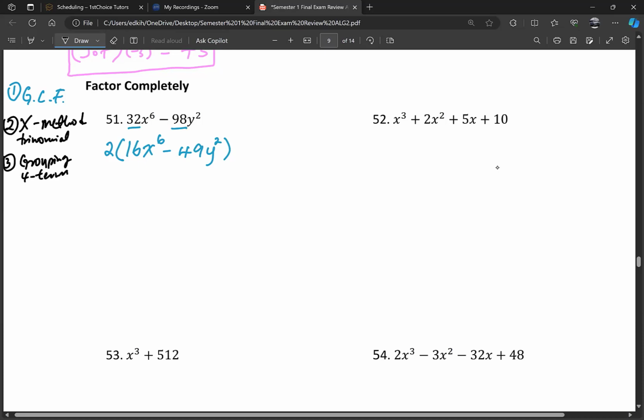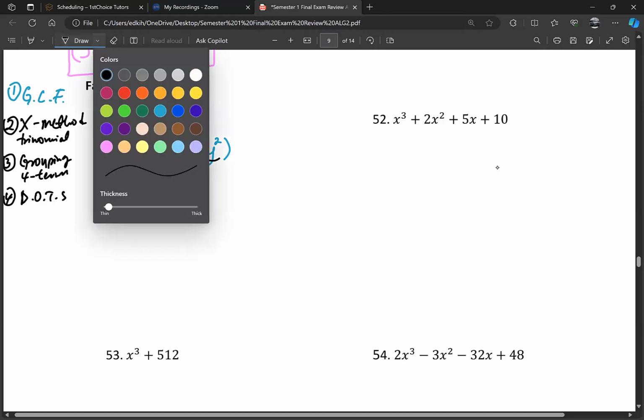Then there are the special cases, like the difference of squares. We called it DOTS, difference of 2 squares. This is when you have a binomial with a subtraction and 2 values that have a square root, which is what we're looking at for number 51. There's a subtraction on this binomial, and both of these have a square root. The square root of 16x to the 6th is 4x to the 3rd. The square root of 49y to the 2nd is 7y. You guys remember this? I hope you do.